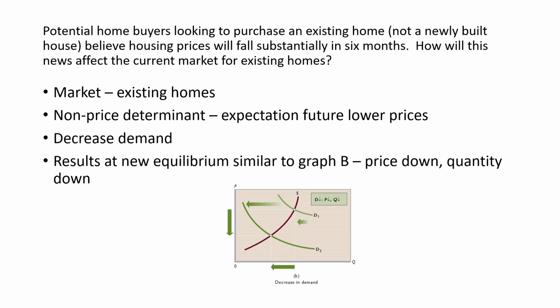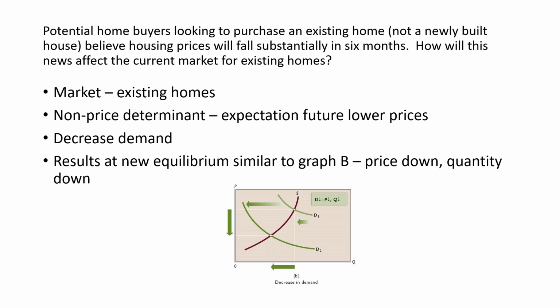One of the non-price determinants of demand is expectations. Expectations about future product price. So the market is existing homes, the non-price determinant, expectations about future prices, and in this case, future lower prices. How will that affect the market? A decrease in the demand for homes now with the expectation of prices dropping in the future.